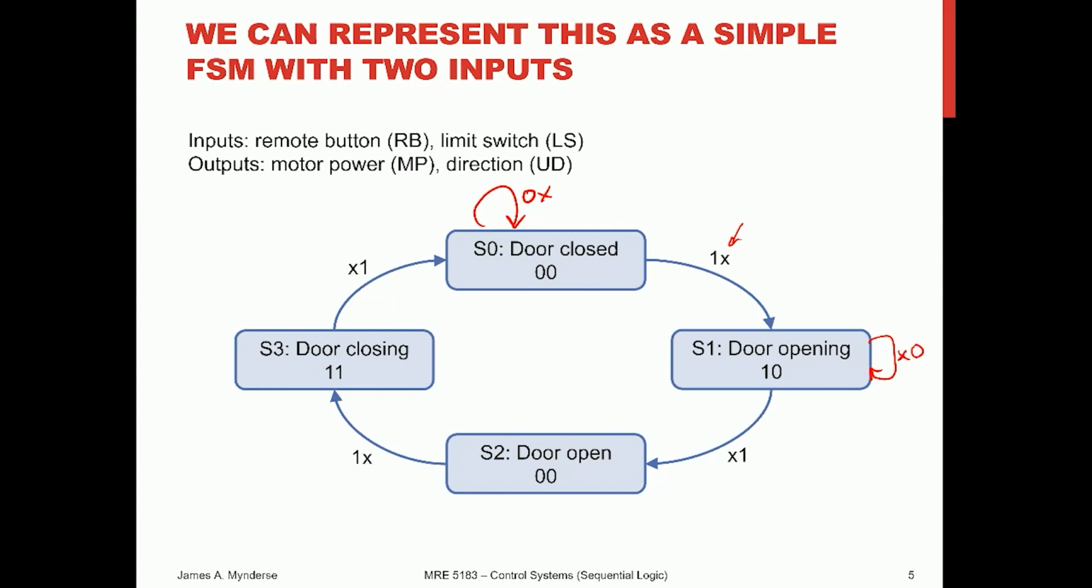So regardless of the button press, the door will continue to open until the limit switch is hit. And then when the limit switch is hit, that's the X1, then the door is going to be fully open and it stops moving. So we turn off the motor power. That's the 0, 0 again.